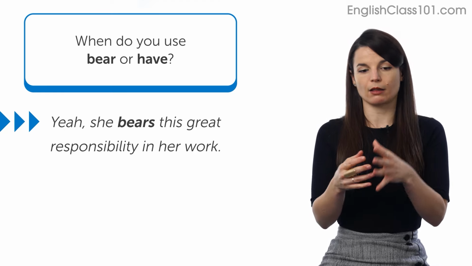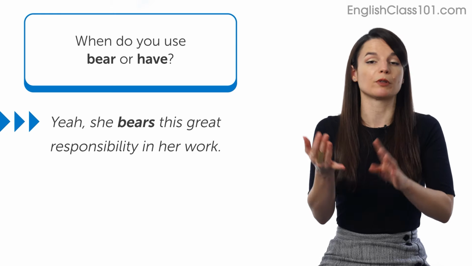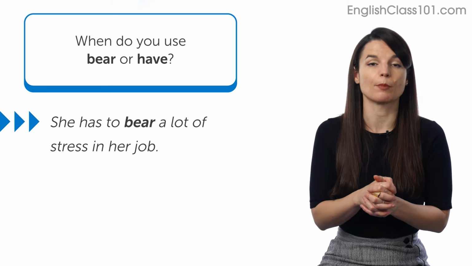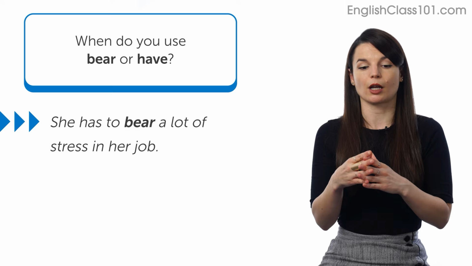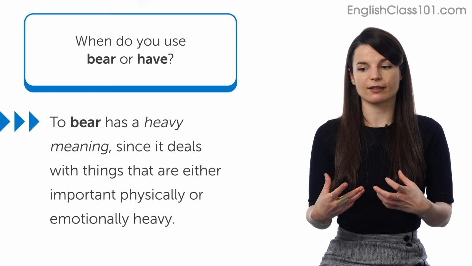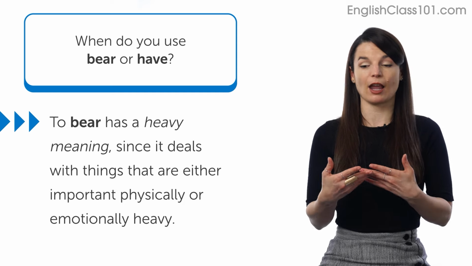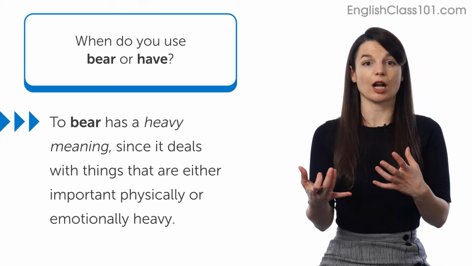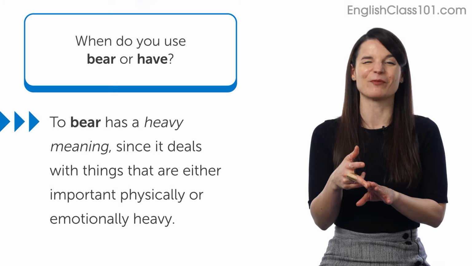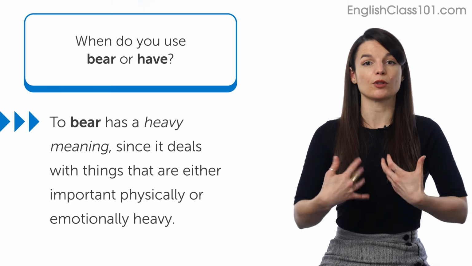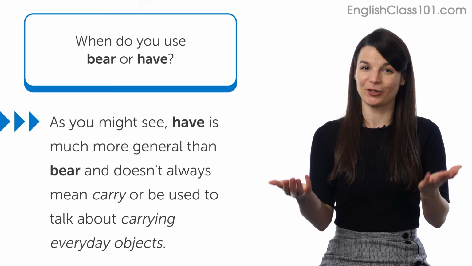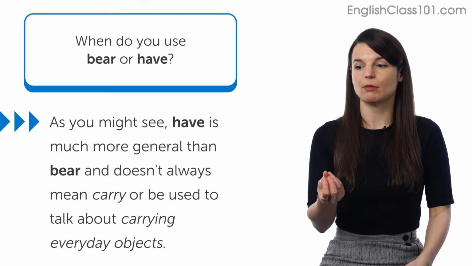So you might say, "she bears this great responsibility in her work," or "she has to bear a lot of stress in her job," something like that. We typically use it when we talk about things that are very, very challenging for us emotionally. So bear has a very heavy meaning generally. It carries a lot of meaning because when we use it to talk about physical objects, they're very valuable or very important generally, or very heavy sometimes too. But we also use it to talk about those difficult and challenging emotions. So maybe you can see then "have" is a much more general verb, right? Have doesn't always mean carry either.